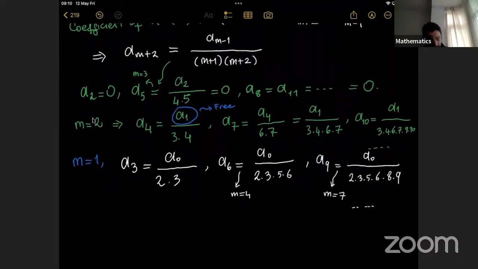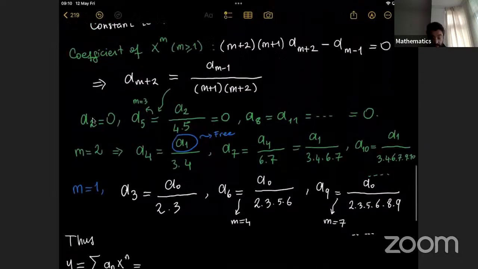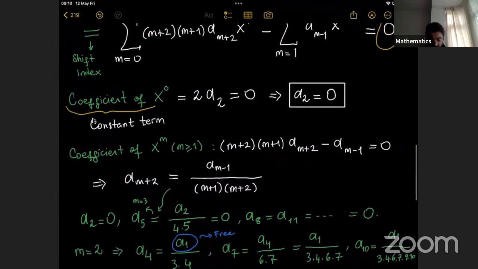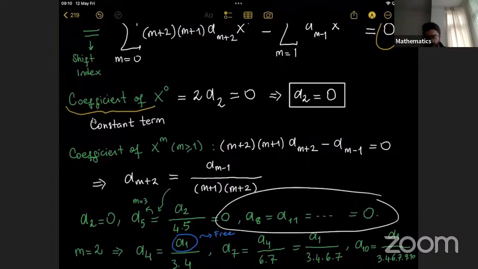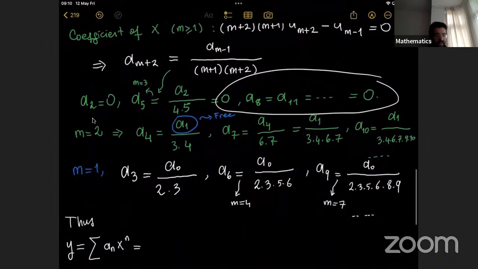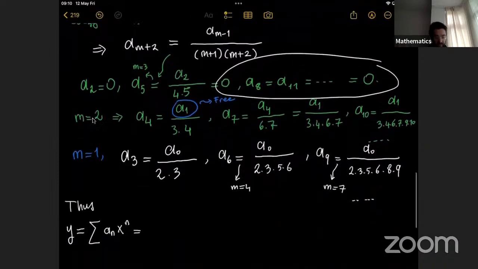So what is now the power series? The power series is y is equal to the sum of a_n x to the n, okay? And remember, the coefficients for n equal to 2, 5, 8, 11, and so on are all 0, right? You see here, they're all 0. So you will get x cubed, x to the 6, x to the 9, right?